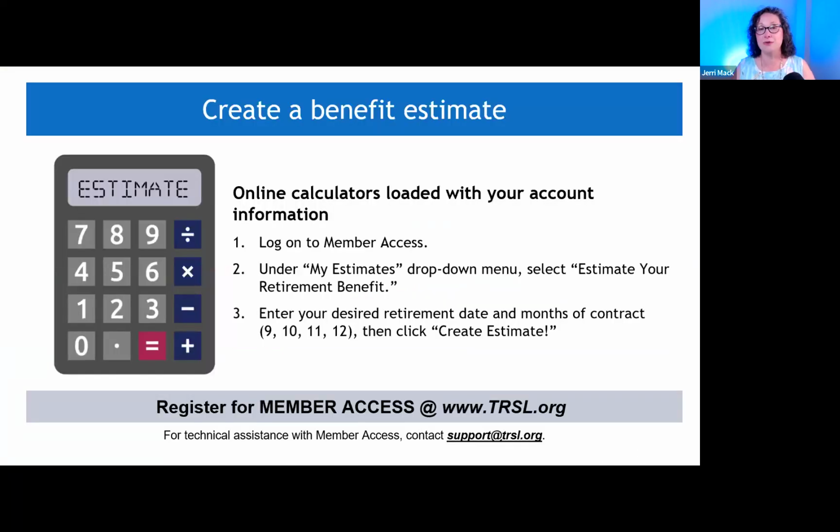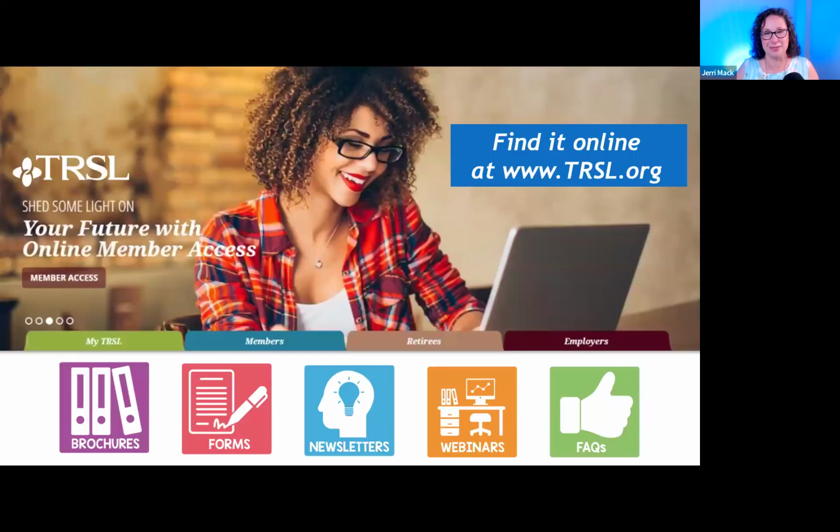Creating a benefit estimate if you're not yet in DROP. If you're in or after DROP, we're still working on that as far as a benefit estimate for our DROP members. But going into DROP or retirement, you can definitely do those yourself at Member Access. You're just a couple of clicks away. Under My Estimate, select Estimate Your Retirement Benefit. You'll enter your beneficiary, your desired retirement date, and select your months of contract, not based on how you're paid, but how you work, 9, 10, 11, or 12, and click Create Estimate, right at your fingertips.